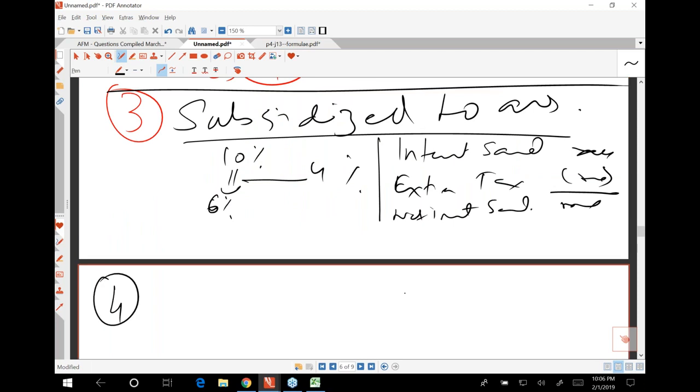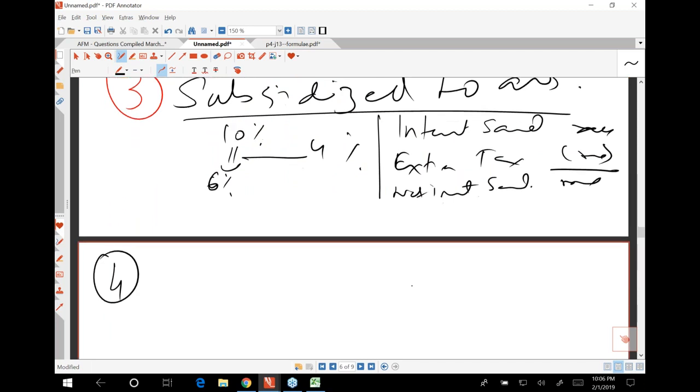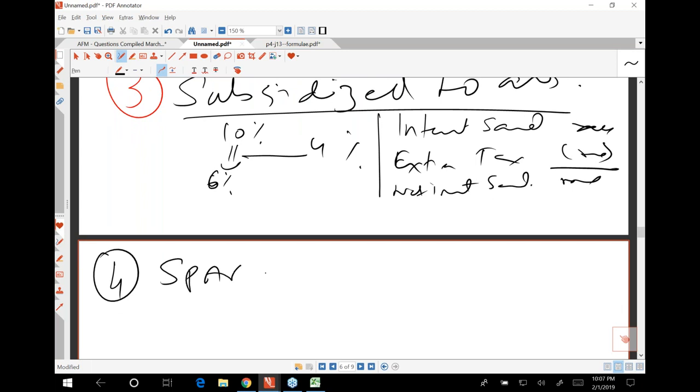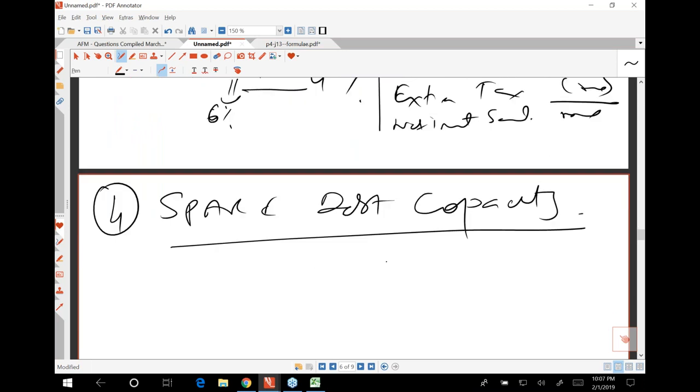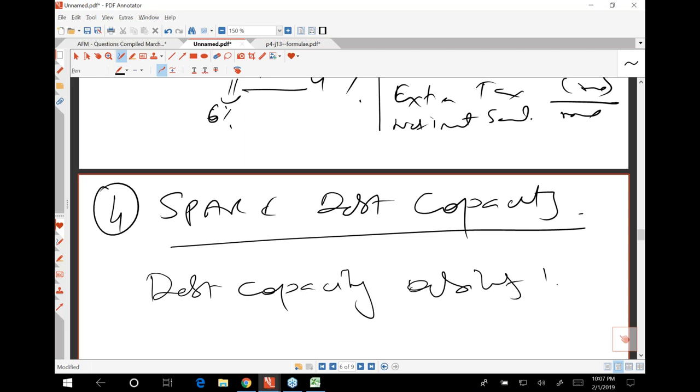Lastly, the fourth one of them is spare debt capacity. Now, what do you mean by spare debt capacity? At times, due to undertaking a project, your debt capacity increases. Now, what is this debt capacity? This is the ability to borrow. The debt capacity is your ability to borrow.